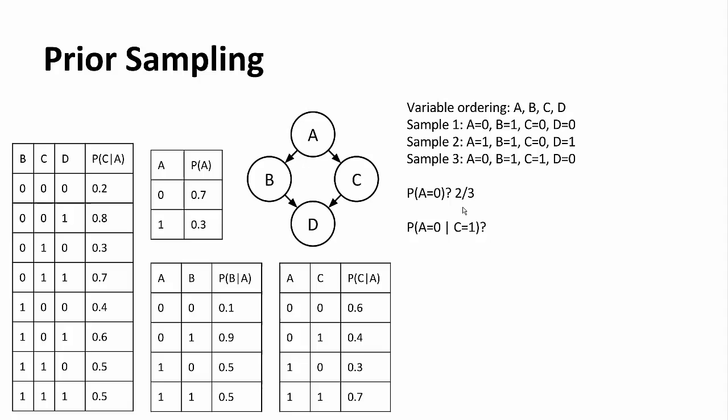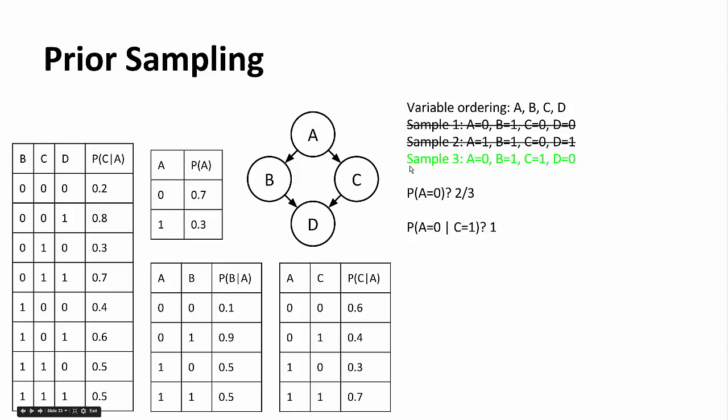What if we were asked something that looks like this: the probability that A equals 0 given that C equals 1? Like I said before, prior sampling isn't great for estimating conditionals, but you can still do it. How do we answer this query? Since we have a conditioning on C equals 1, we can only use the samples where we have C equals 1. Since sample 1 and sample 2 have C equals 0, we're not allowed to use those samples. We're only allowed to use sample 3.